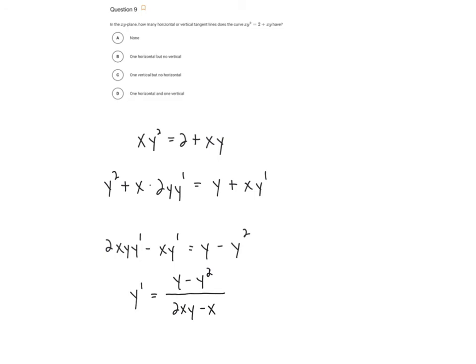All right, what are we doing? Oh, how many? Okay, so we're going to get a horizontal tangent at any points when the top of this fraction is 0, and a vertical tangent at any points when the bottom is 0. All right, so we'll set the top equal to 0.